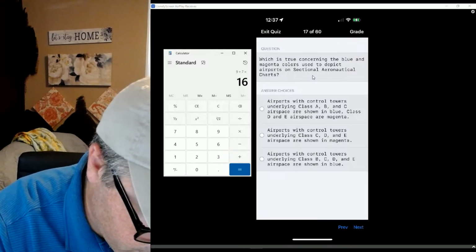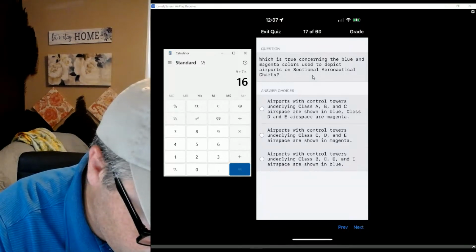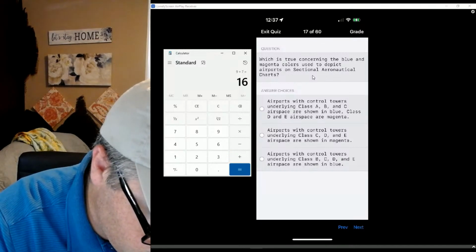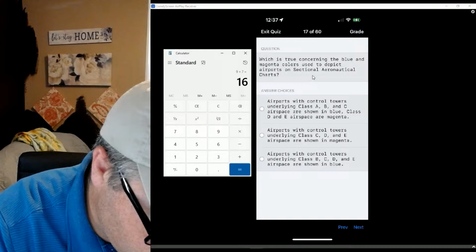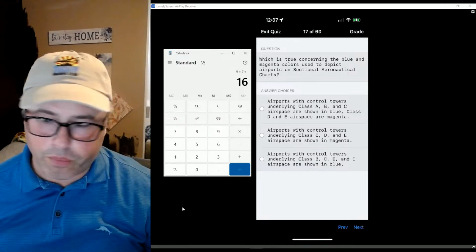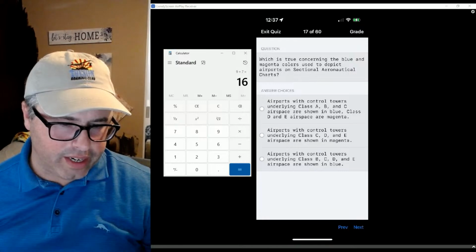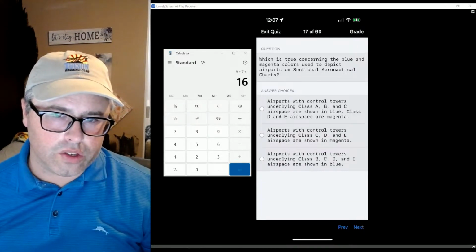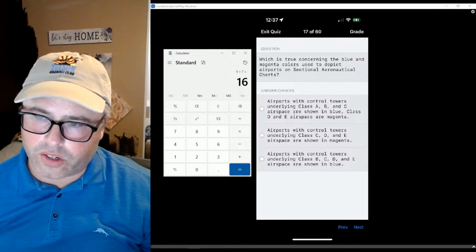Let me see if I can find it on here. I'm trying to find the specific spot. Okay, oh, there we go. I saw it now. I'm going to bring it up on my screen here, so that way it's easier.